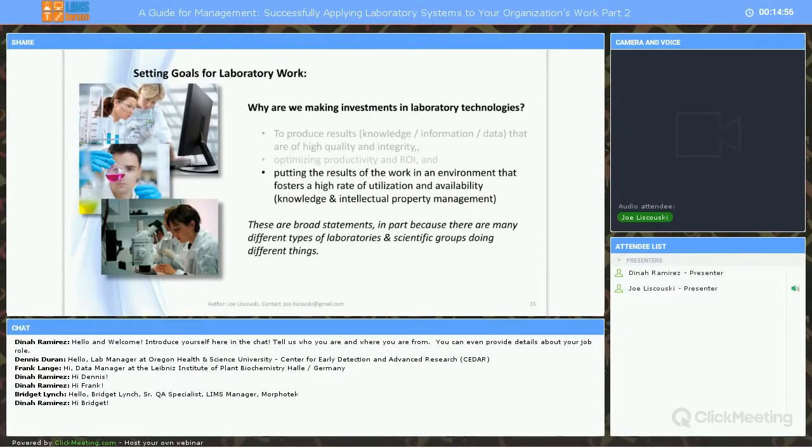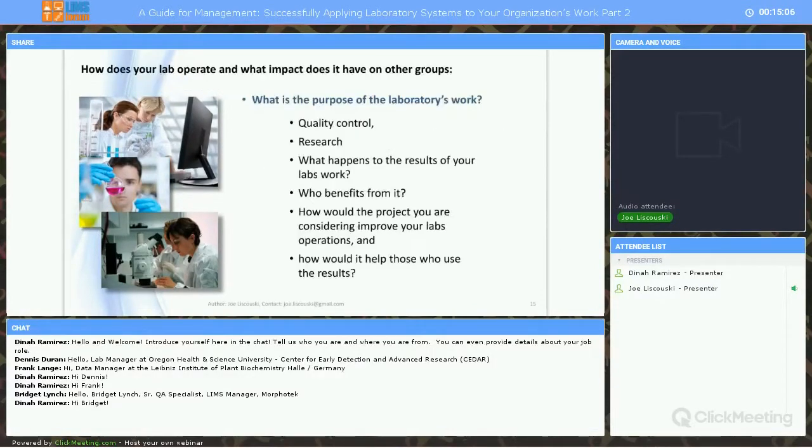Knowledge and intellectual property management has become an important factor in corporate and organizational life. The payback, the return, is making the results of lab work more accessible and useful. When you are making a case for a program or project, you should look beyond the nature of the work done in your lab and see how it impacts other groups.